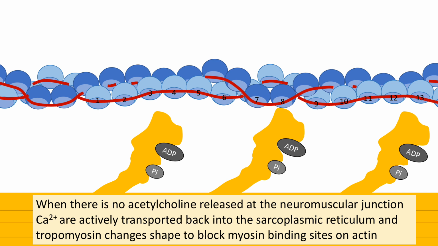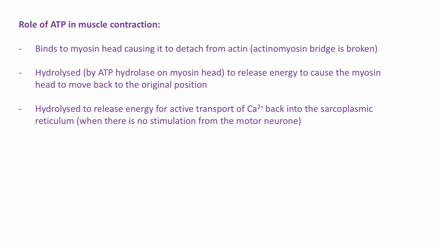Let's take a look at the answers for that. So for the role of ATP, you should have written 3 things. So it binds that myosin head, causing it to detach, breaking the actinomyosin bridge. It's hydrolyzed by the myosin head, which is an ATP hydrolase or ATPase, and that releases energy to cause it to move back to its original position.